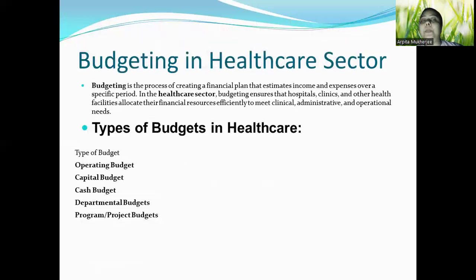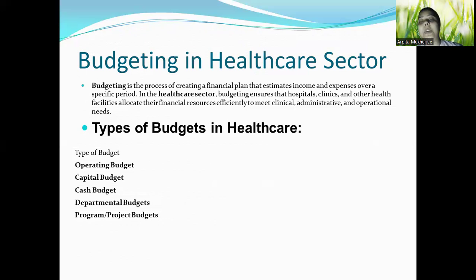Now looking into the budgeting part for the healthcare sector. Budgeting is the process of creating a financial plan that estimates income and expenses over a specific period. In the healthcare sector, budgeting ensures that hospitals, clinics, and other health facilities allocate their financial resources efficiently to meet clinical, administrative, and operational needs.